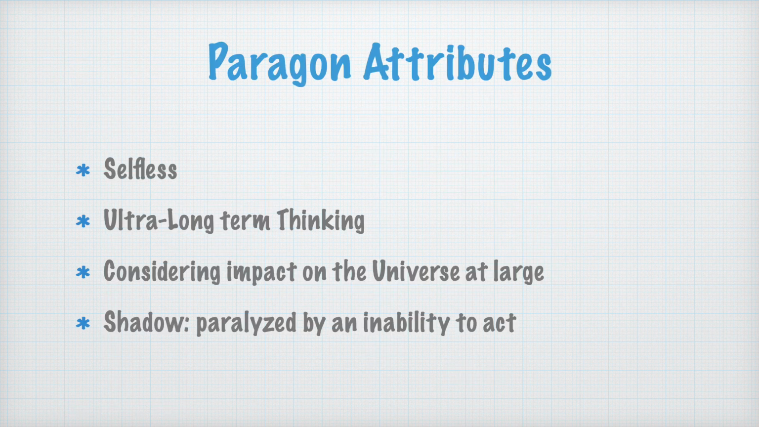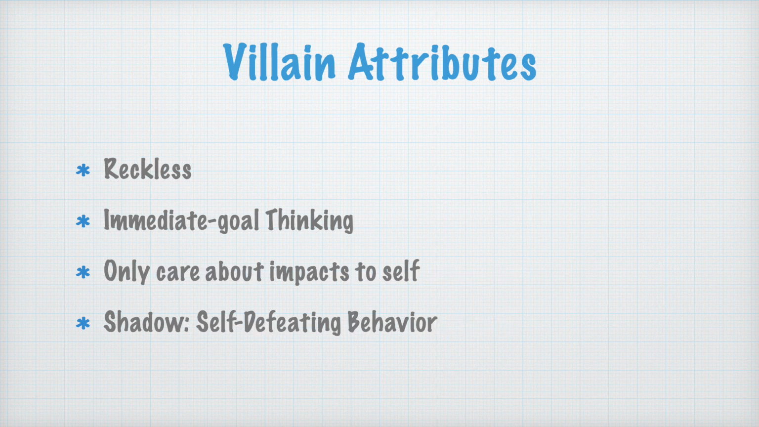And the paragon is utterly selfless, ultra long-term in thinking, and they consider how they impact the universe at large. But the shadow of a paragon is that they're paralyzed by an inability to act, because anything they do is going to change something somewhere. And our villain is reckless, immediate goal-taking. They only care about what impacts them. But their shadow is that this behavior is ultimately self-defeating, because it's never consistent, and eventually people get tired of it.